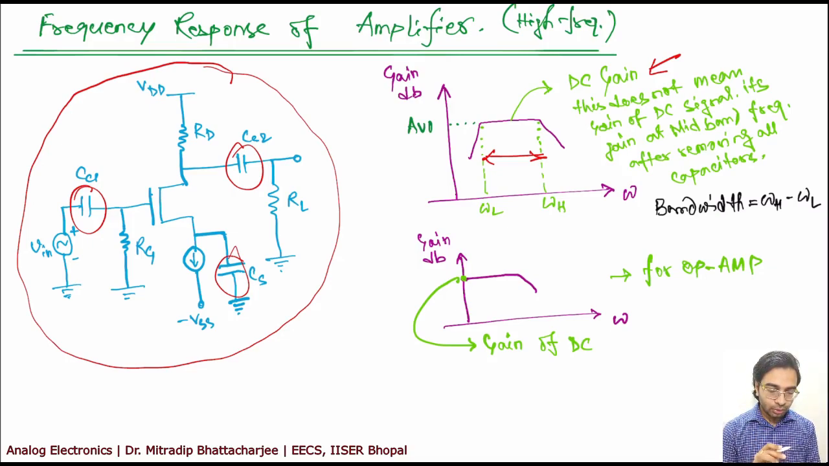It is important to notice that DC gain doesn't mean this is the gain for the DC signal. However, in op-amps you will find that the frequency response is something like this, wherein the gain starts from zero frequency. This is basically your gain for a DC signal, right? In this case, we just term this particular range as DC gain.